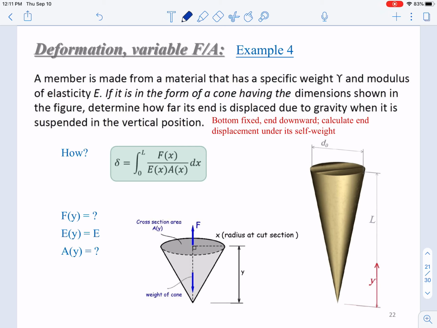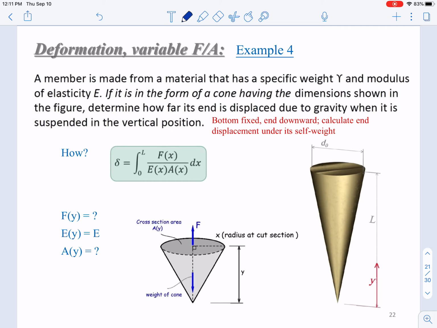This is an example where we have variable dimensions along the axial direction. This member is made from a material that has a specific weight gamma and modulus of elasticity E. It is in the form of a cone having the dimensions shown in the figure. Determine how far its end is displaced due to gravity when it's suspended in the vertical position.